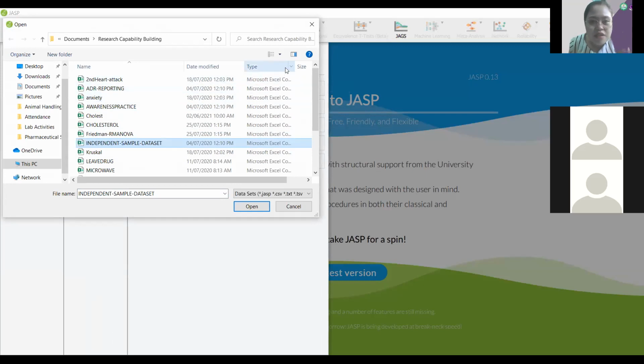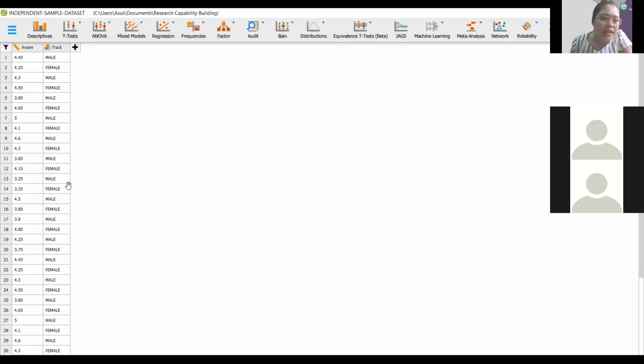So take note of this. The data type are all Microsoft Excel, comma separated values files, or CSV format. So if we click this, it will just import the data, and this is it. Naka-import na ang data. And then, you have to check whether the types of data are correct.